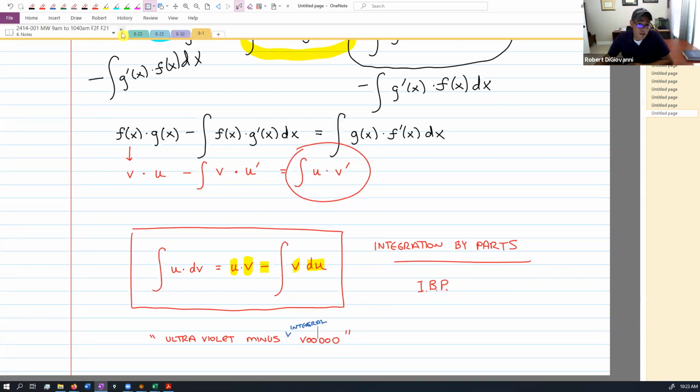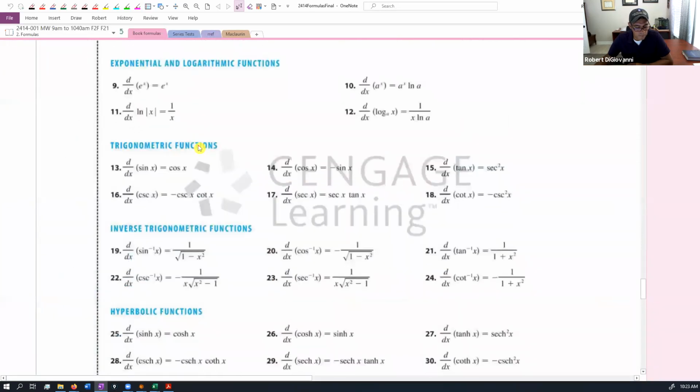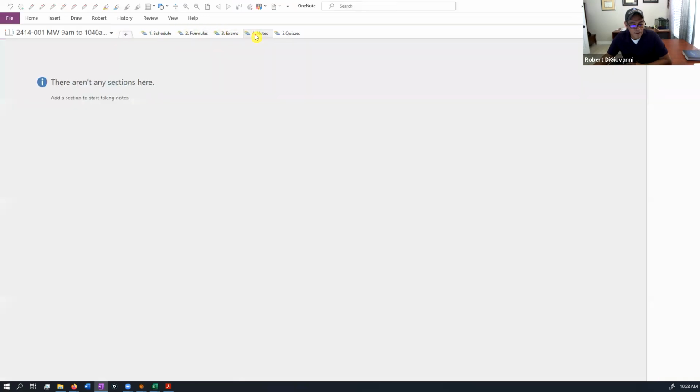Now it's actually in your formula sheets. Right here on page 6 are the table of common integrals, and the very first formula is the integration by parts formula. The integral of u dv is equal to ultraviolet minus the integral of v du. Ultraviolet minus voodoo. It's right there. So you don't even need to remember it, you have a reference to it.